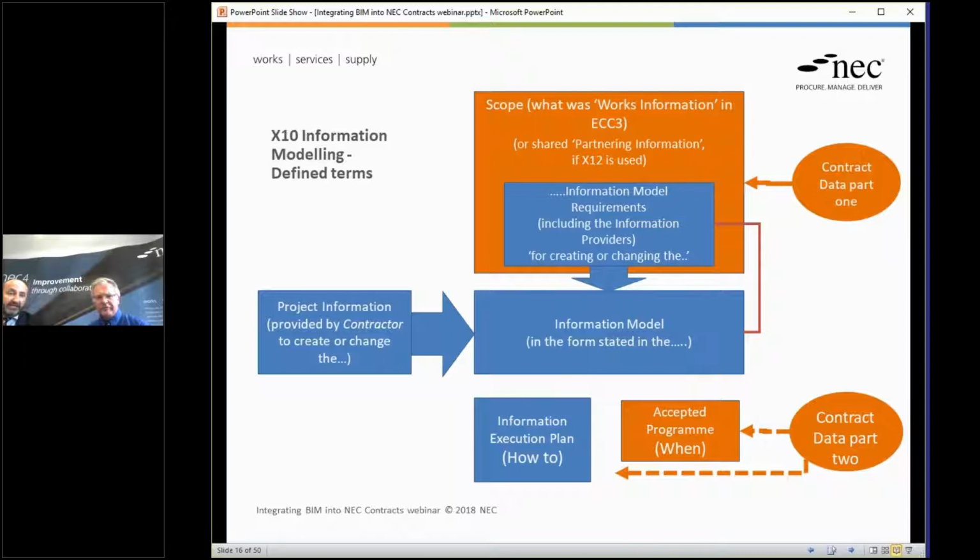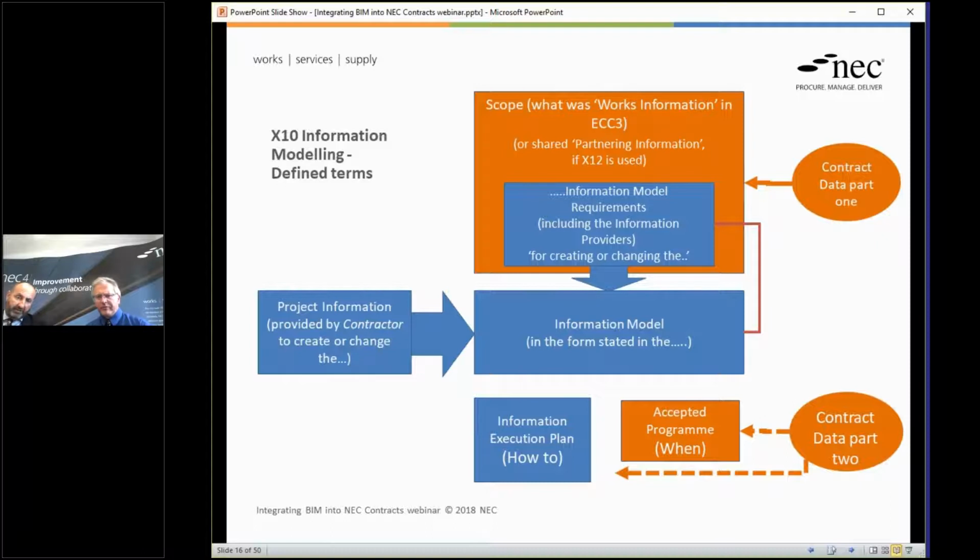or change the model, which may be existing or being complete, etc. And that will contain dates when information will be supplied to meet the requirements of the information model requirements. And also with X10, we have this information execution plan, the how to provide information. This is the contractor's how-do side, specific to the modelling issues. Specific to the information they have to provide, the format of that information, etc.